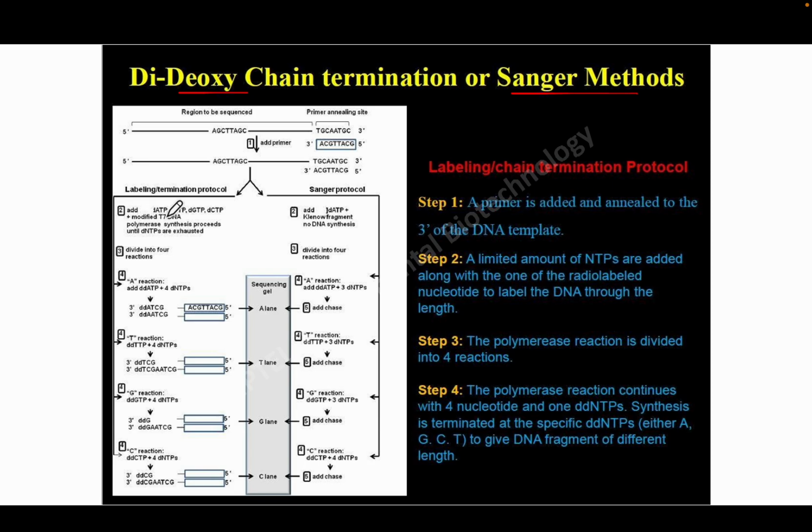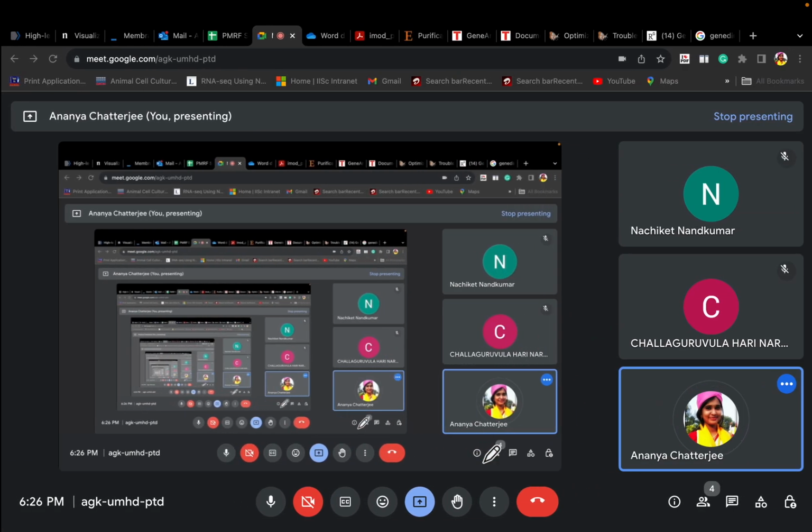First, a primer is added and annealed to the 3' end of the DNA template. Step 2. A limited amount of NTPs is added along with one radiolabeled nucleotide to label the DNA through its length. The polymerase reaction is divided into 4 reactions. The polymerase reaction continues with 4 nucleotides and 1 ddNTP. Synthesis is terminated at the specific ddNTP, either A, G, C or T, to give DNA fragments of different lengths.